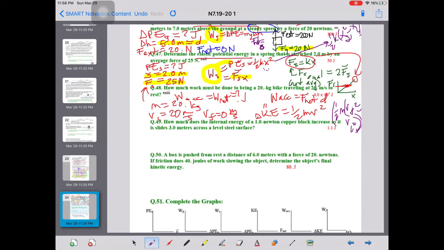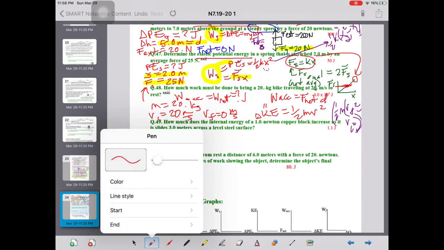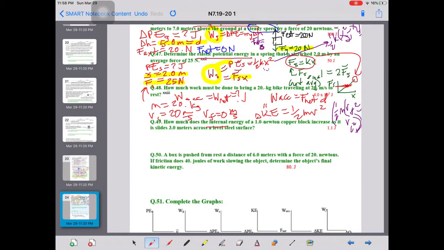Here's a great one. Heck, I can't stop. Sorry. How much does the internal energy increase? They're asking for delta Q. You don't even have an equation for delta Q. Oh, but now you do. You know it's the work done against friction, and that you know is Ff, force of friction, times d. So does that fit what we got here?